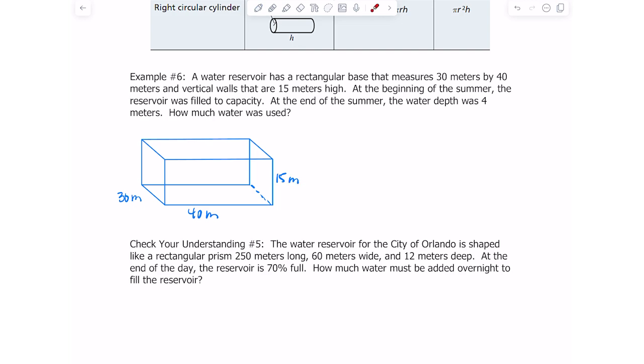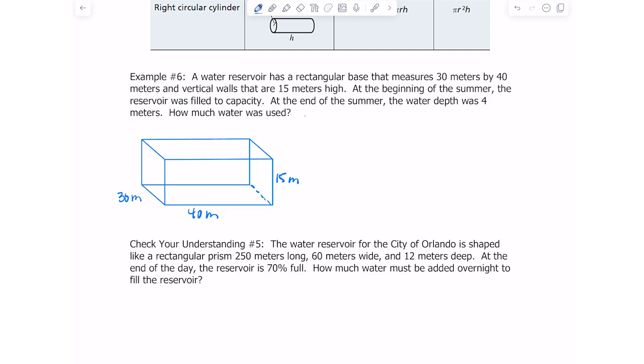It says at the beginning of the summer, the reservoir was filled to capacity. At the end of the summer, the water depth was 4 meters. How much water was used? Okay, so this is being filled with water. We've got a three-dimensional object filled with stuff. So we're dealing with volume here. And if we want to figure out, like, at the end of the summer, we know that the water depth was 4 meters. So how much water was used?